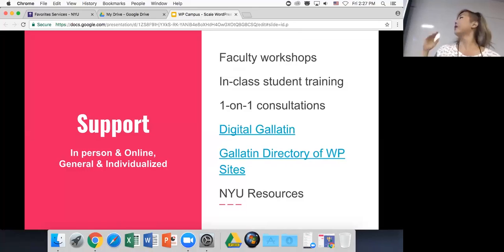And because we've generated now so many WordPress sites, specifically at Gallatin, we've created a directory of WordPress sites. So you can browse by type of site, so administrative, course sites, event sites, whatever. You can browse by discipline. So if I'm teaching a course in literature and I want to see how my fellow colleagues have used WordPress in their literature courses, I can go and check those out. And you can also browse by feature. So if there's a specific plugin that I'm curious about and how other people have used it, I can go and see who else have used it and try to get access to their sites.